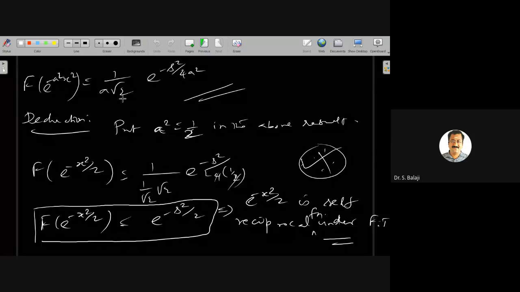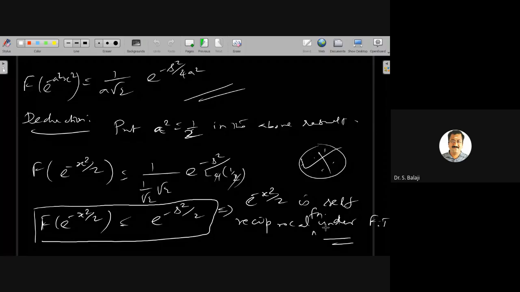A square equal to 1 by 2 means a is 1 by root 2. The root 2 gets cancelled, so your answer will be the same. The Fourier transform of e power minus x square by 2 equals e power minus s square by 2. So the transform of that function is the same function. Therefore, you can say that e power minus x square by 2 is a self-reciprocal function under Fourier transform.